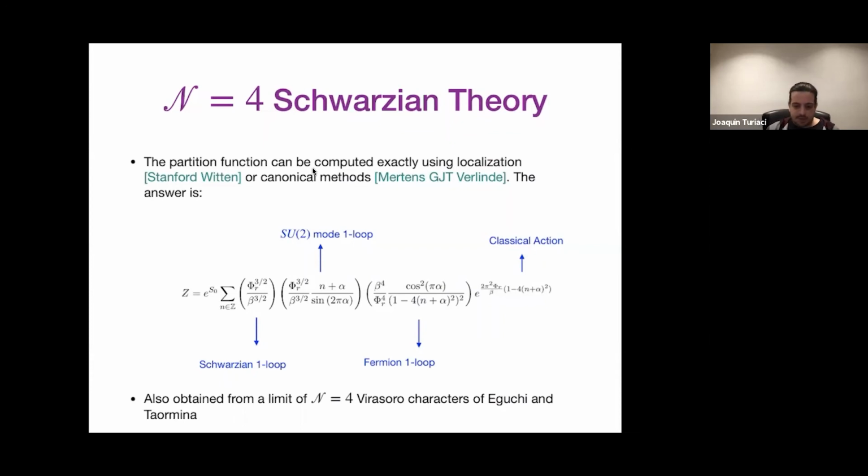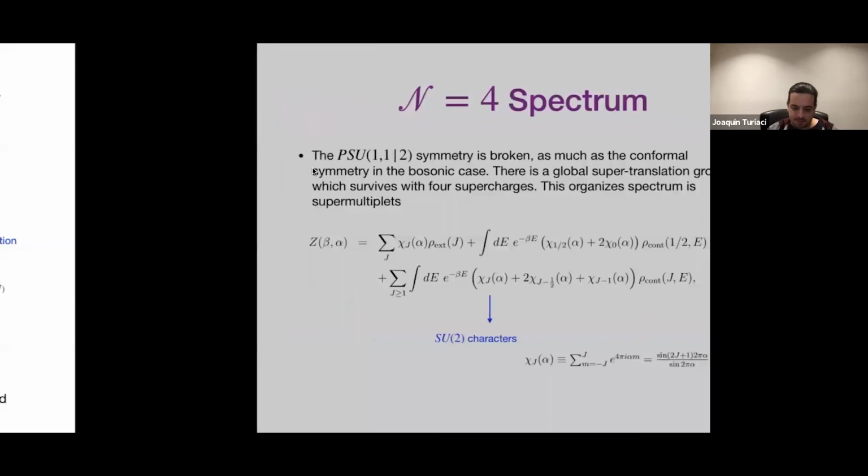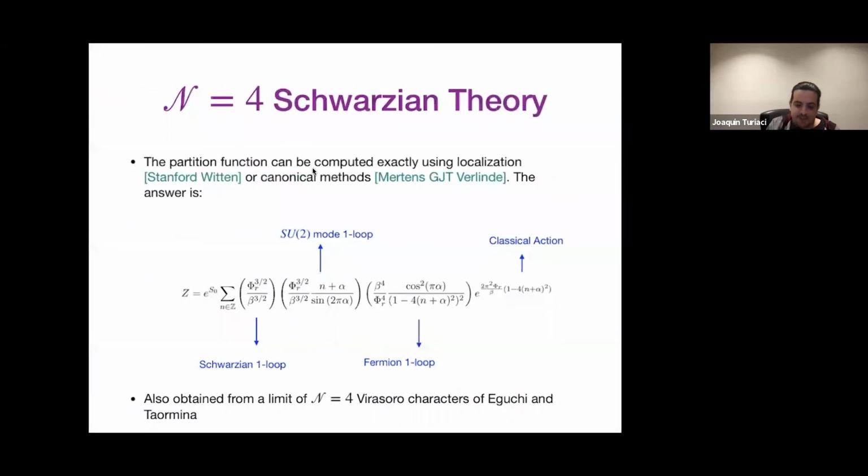So that makes this easier. But okay, so now the last step after finding the partition function will be to extract the spectrum. So we need to do some inverse Laplace transform. But as you can see here, this is kind of a mess.